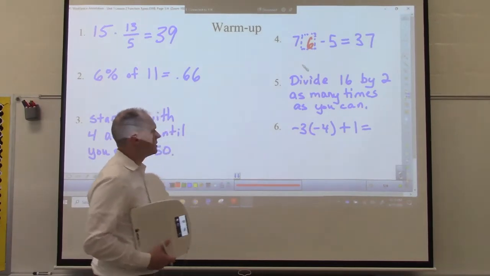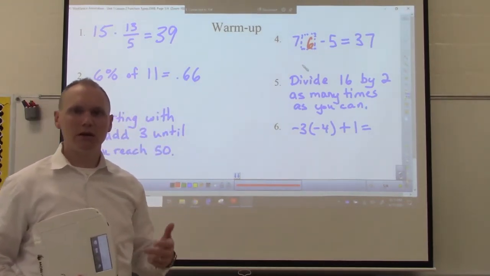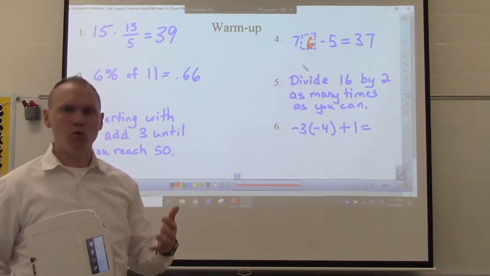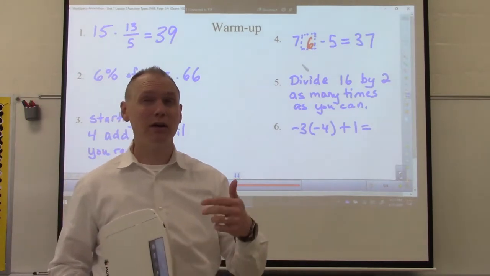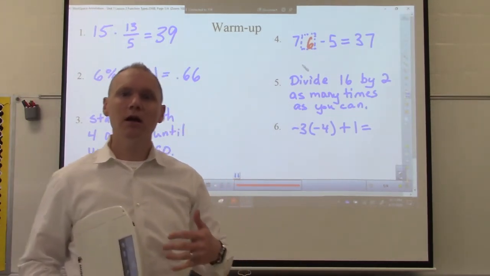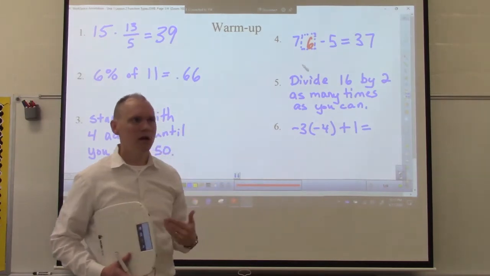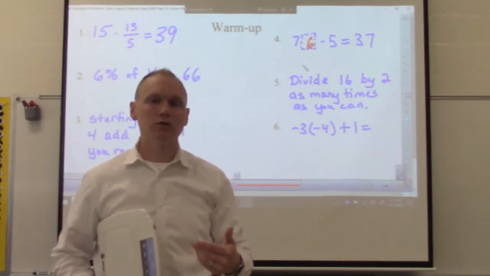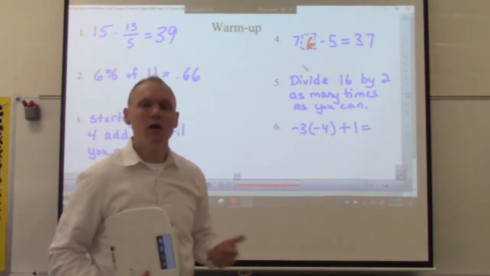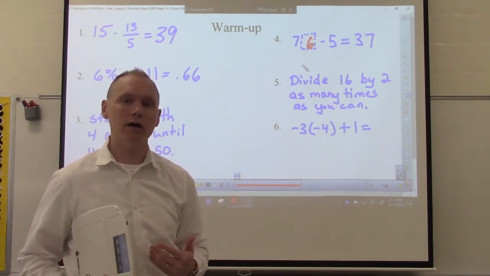All right, number 5. Divide 16 by 2 as many times as you can. So 16, 8, 4, 2, 1, 0.5, 0.25, 0.125, and then it gets a little harder from there, right? But I wanted you to start with that mindset, because that's really repeated multiplication. I know you're saying, well, we divided there. Well, yes, but you could also think of it as multiplying by a half, or 0.5.